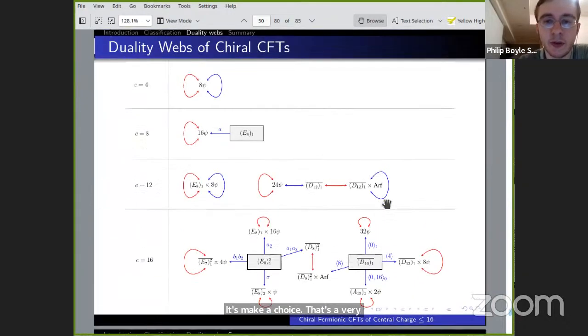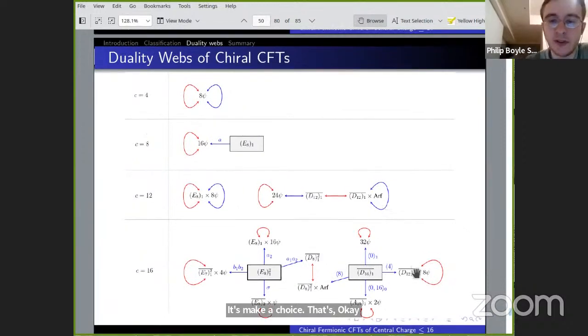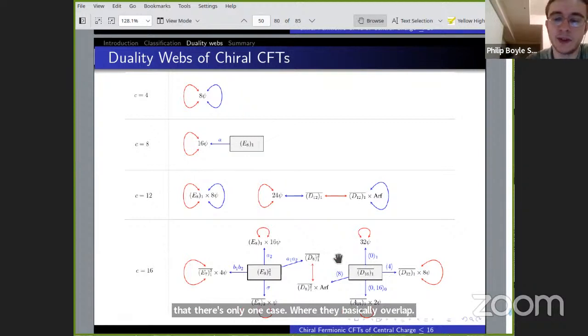Okay, and now we get onto the main result, which is this figure. So this is the duality web at C equals 16. Here are our two bosonic theories. And dotted around them are all the things you can get by fermionizing. And notice that there's only one case where they basically overlap up to stacking with R, and that's this D8 squared case. Now, this picture was basically known a long time ago.